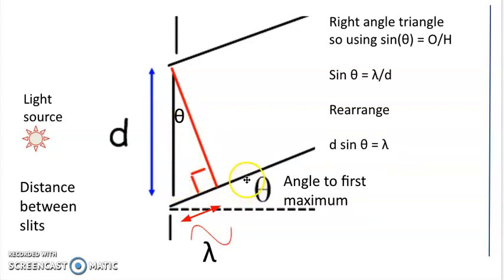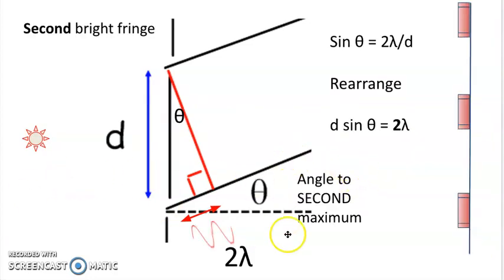It could be, for example, that was 10 degrees, in which case that would be 80, and therefore that must be 10 in the triangle. So we've got a right angle triangle with the hypotenuse d, the opposite side lambda, and we're trying to find what theta is. So you're just using sine theta equals lambda over d, and you rearrange that to give you d sine theta equals lambda. So we're getting close to the equation that we're after.